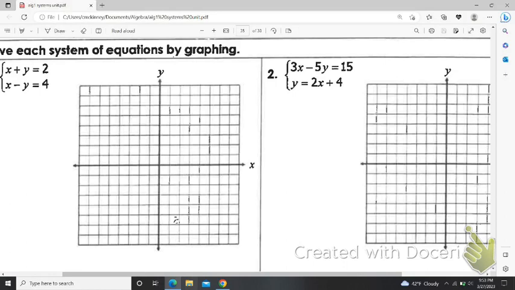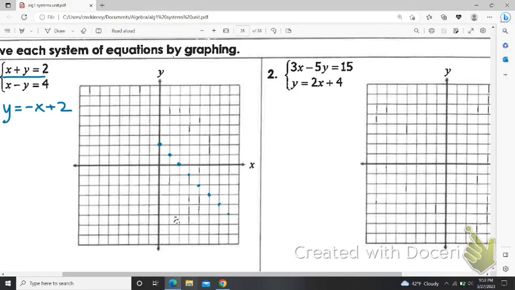Okay, so these are solving a system by graphing, so I'm going to first put my equations in slope-intercept form. Sometimes we could graph them without doing this step, depending on the equation, but for most of you I think you prefer to graph from slope-intercept form. So I move the x over, start at 2, down 1 over 1.